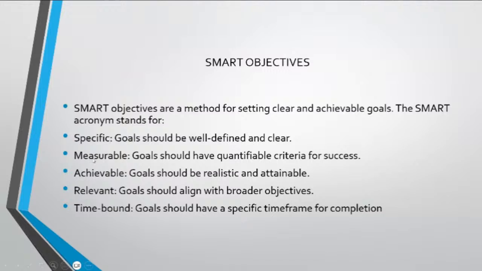Your goals should be measurable. That is, goals should have a quantifiable criteria for success. Next, your goals should be achievable. Goals should be realistic and attainable. They should be relevant. Goals should be aligned with the broader objective. And then finally, your objective should be time bound. Goals should have a specific time frame for completion.